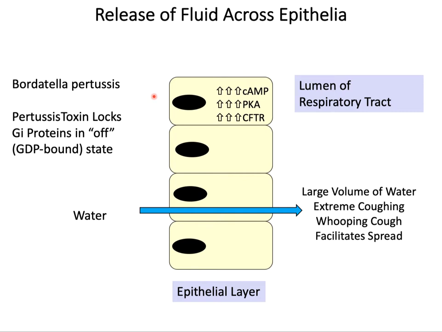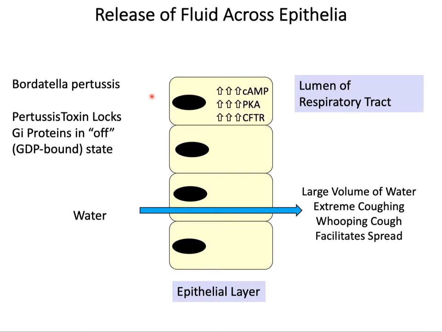Okay, so now here, what happens in Bordetella pertussis infection? Now we are talking about the lumen of the respiratory tract. Bordetella pertussis produces a toxin that locks the inhibitory G protein in its off state, so it is a GDP bound state. The outcome of that is a significant increase in cyclic AMP. This is the same outcome that we saw in the cholera infections.